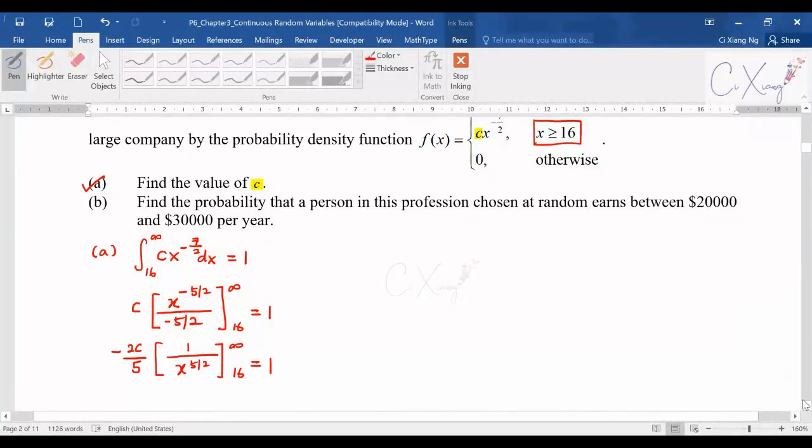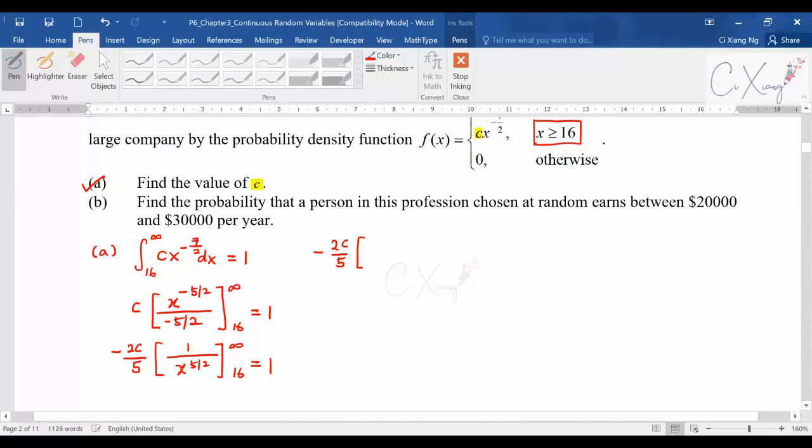Okay, and after that, what can I do again? Alright, so I want to continue and put in the value for infinity and 16 in the equation. So negative 2c plus 5, I just copy it first.